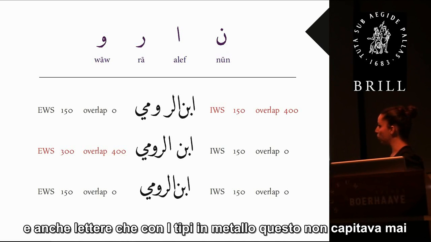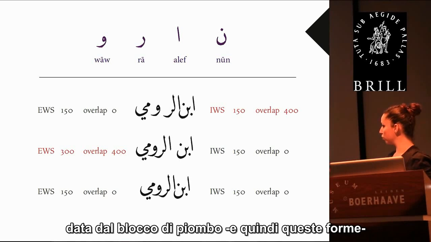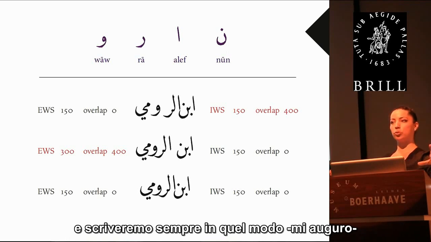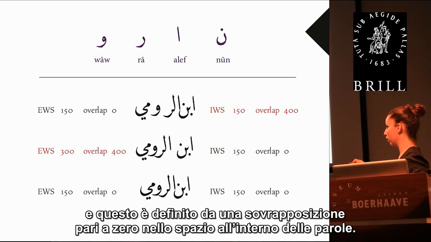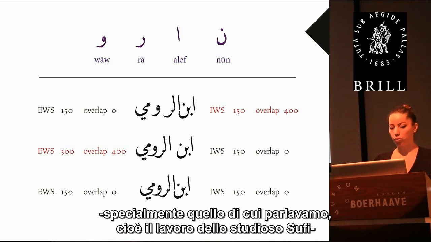And also letters that in metal type, this never occurred because you had a separation, a vertical separation between the lead block. And so these forms, although we write that way, we have been writing that way, and we will always write that way, I hope. The waw and the ra come inside each other, and this is defined by a zero overlap in the internal word space. So for Brill, we decided to stay as close as possible to the Arabic, especially that we were talking about the work of a Sufi scholar.